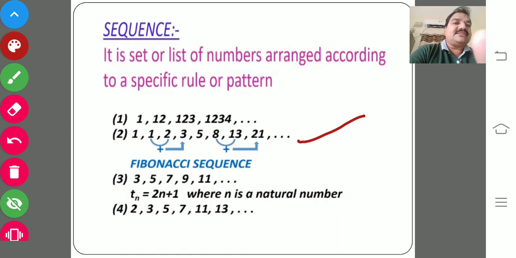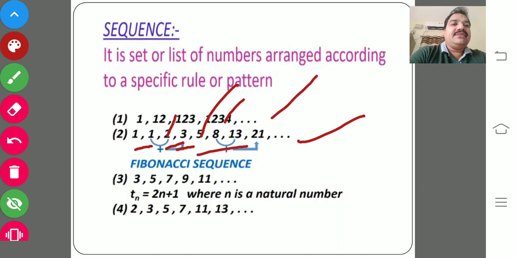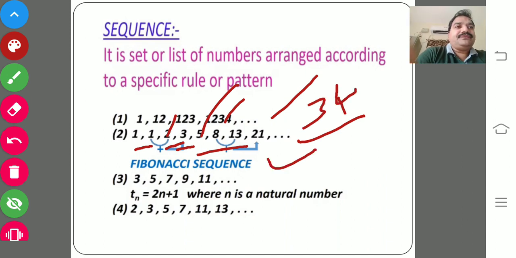That's it, children. And see the second one. It is not having any kind of mathematical formula, but each number is added to the preceding numbers: 1 plus 1 is 2, 2 plus 1 is 3, 3 plus 2 is 5, 5 plus 3 is 8, 8 plus 5 is 13, 13 plus 8 is 21. If you want to find the next number, 13 plus 21, you will get 34. This is called the Fibonacci sequence.